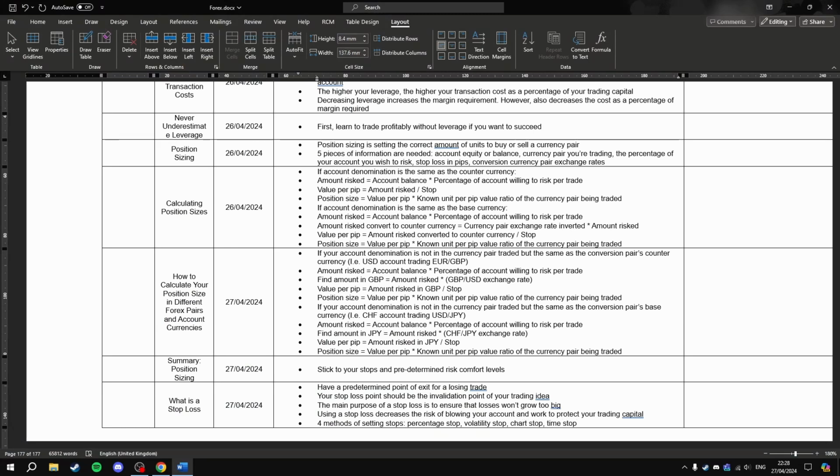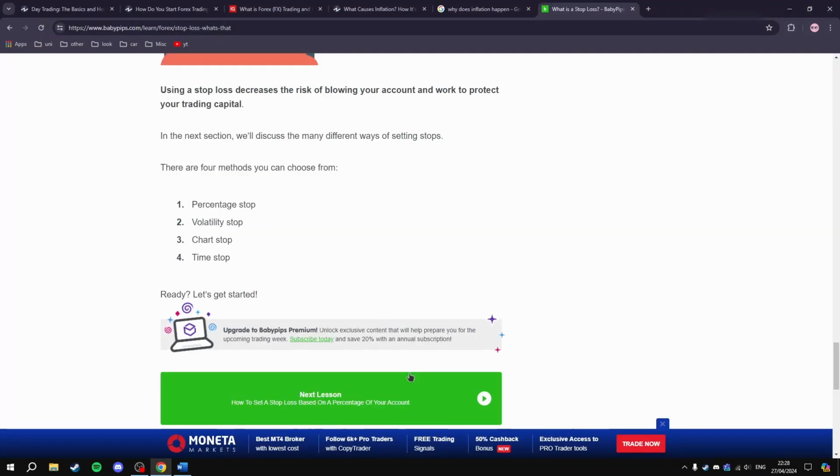4 methods of setting stops: percentage stop, volatility stop, chart stop, time stop. Ready? Let's get started.